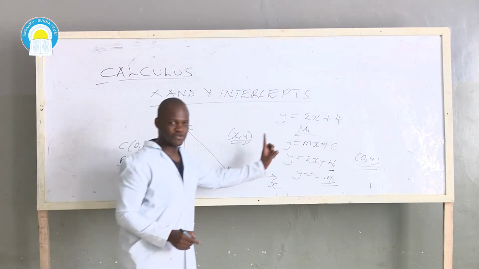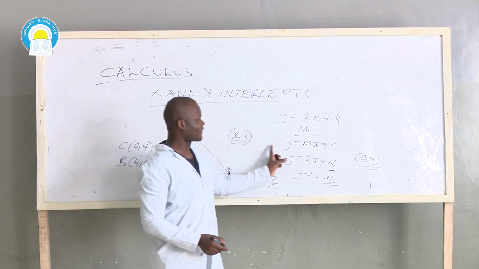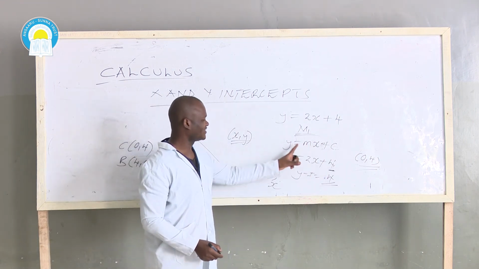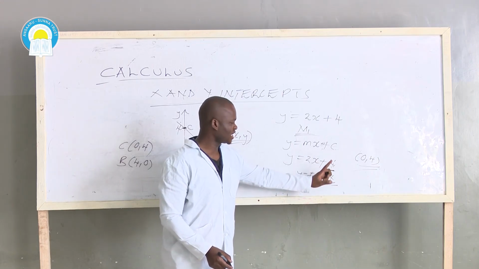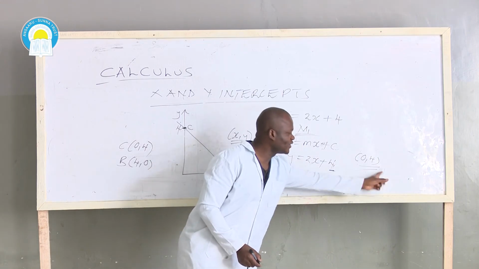That is method 1. We just said have your equation in the form y is equal to mx plus c, and c becomes the y-intercept. In the end, give the full coordinate.